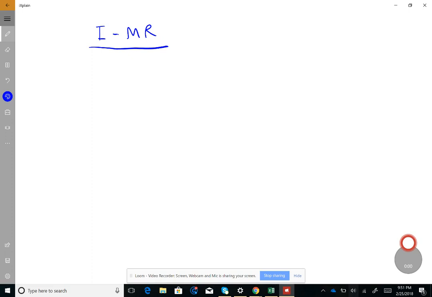As you can tell from the name, IMR consists of two charts. The first one is the individual chart. I stands for individual and MR stands for the moving range chart. The I chart shows the value of each measurement of the process and the mean of each value. The MR chart displays the variation of each measurement from the previous measurement. So it's kind of comparing the current state with the previous state.